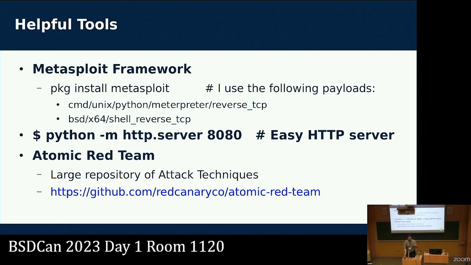The Meterpreter reverse TCP in Python is pretty good, but I did a lot of the testing just with the base BSD x64 shell reverse TCP. For serving payloads, it's helpful to have a web server, but if it's just a little bit of local testing, just use the Python module to serve whatever payloads or files you need in a small environment.